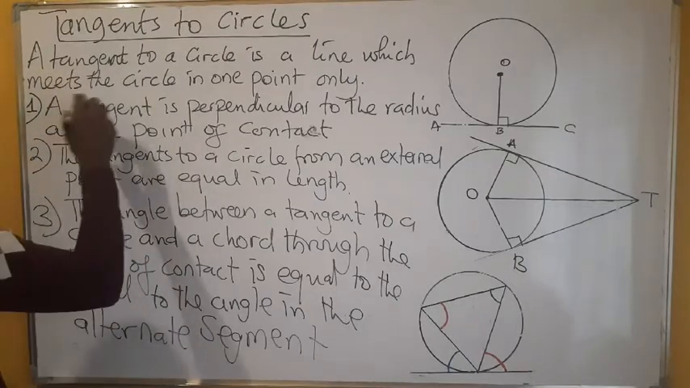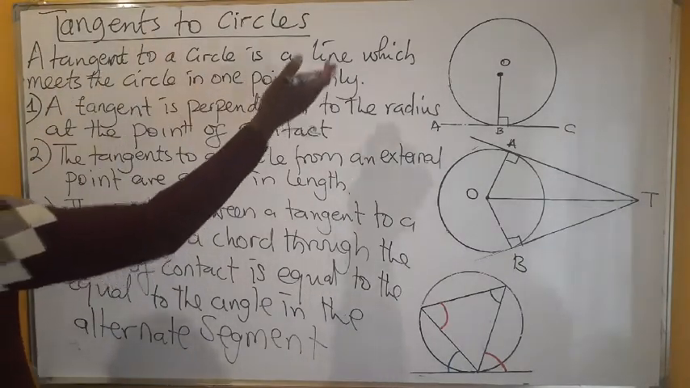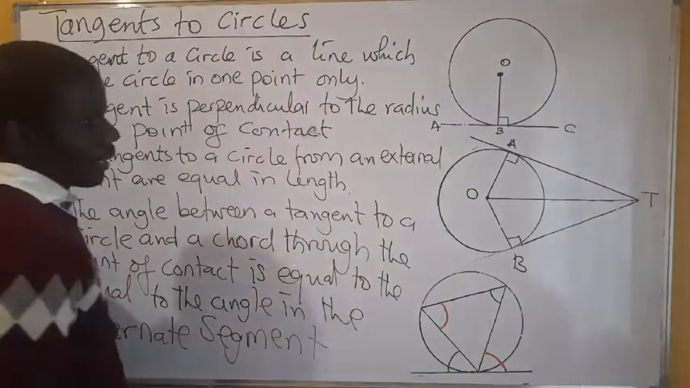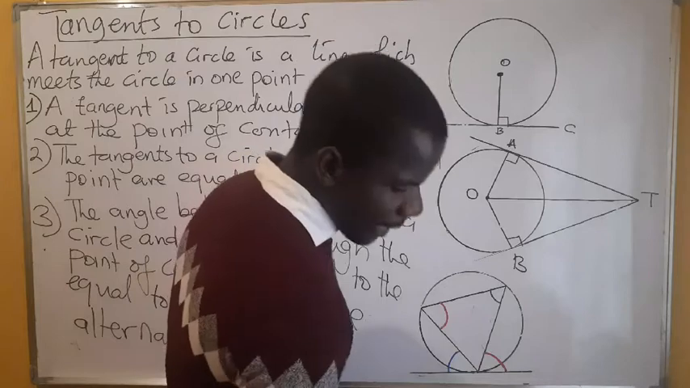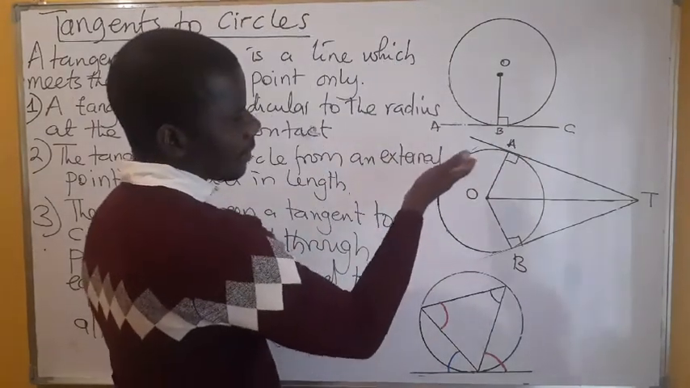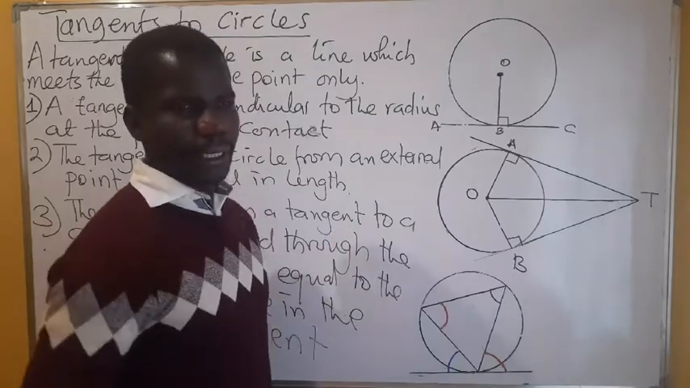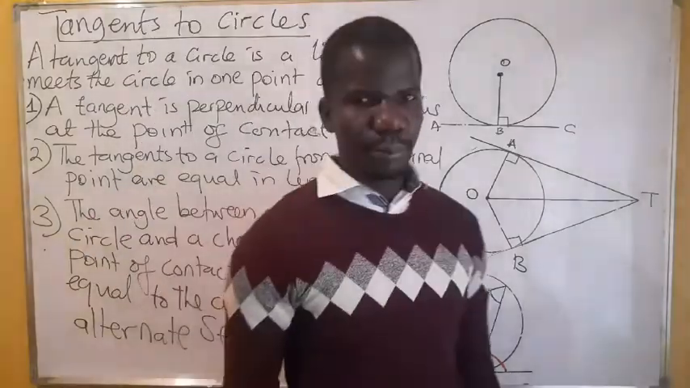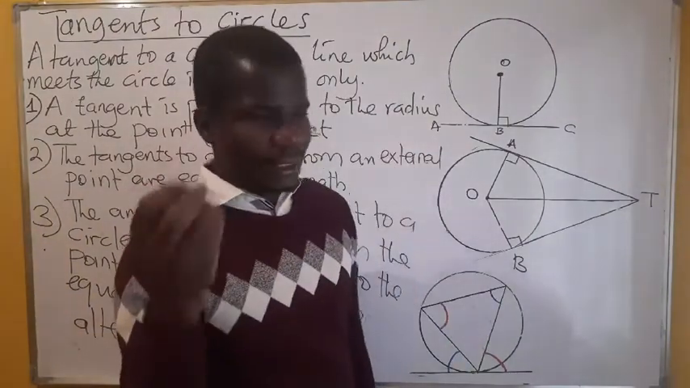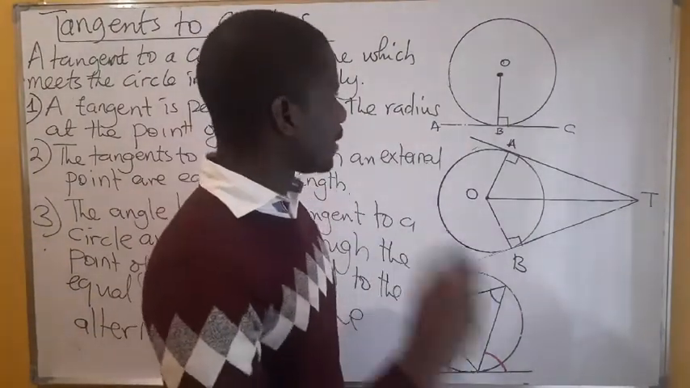What is a tangent? A tangent to a circle is a line which meets the circle in one point only. In some books they say it's a line that touches the circle at one point. So that is what a tangent is.